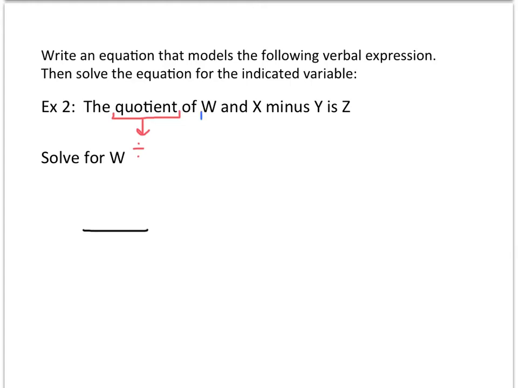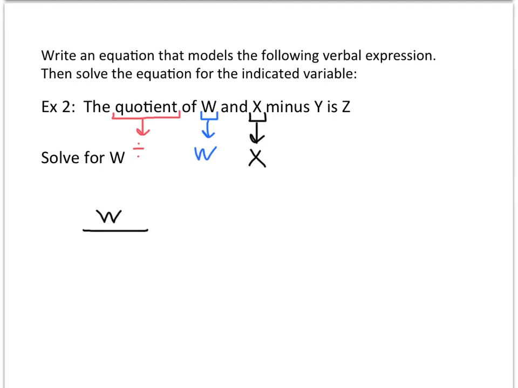So first, let's find out what comes first. And that's this w, the quotient of w. And since this is listed first, I know w is going to go on the top of the fraction. And now the question is, what goes in the bottom? Well, the second term is x.